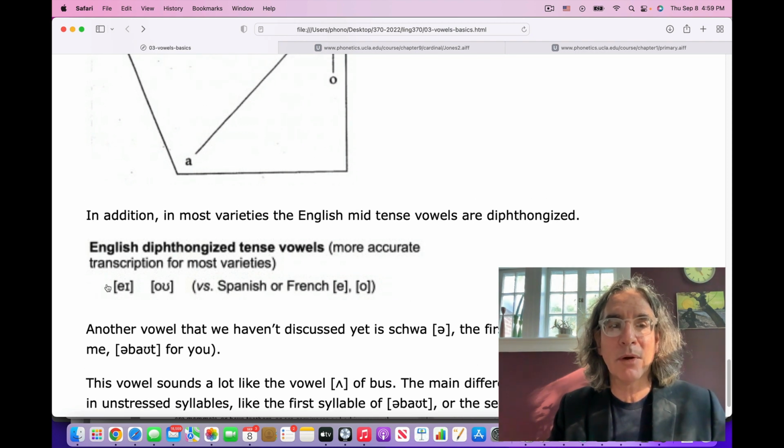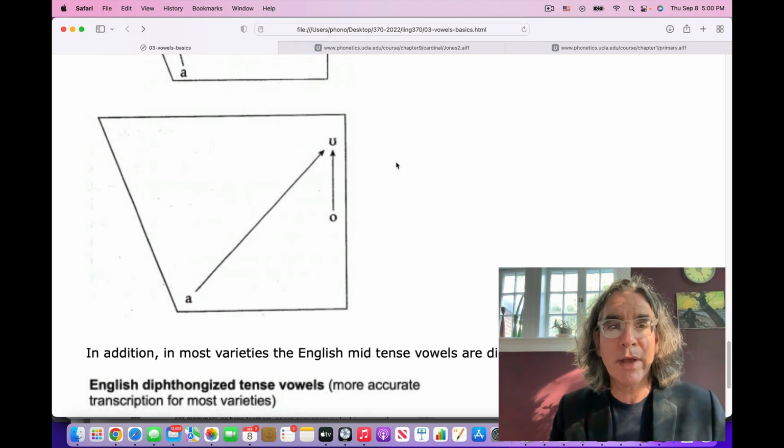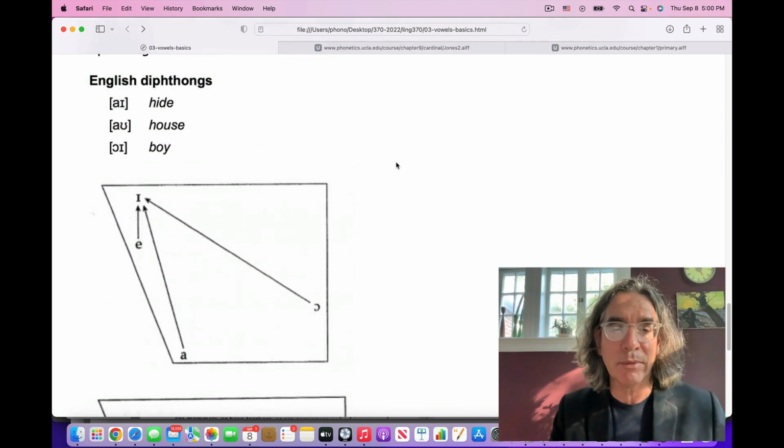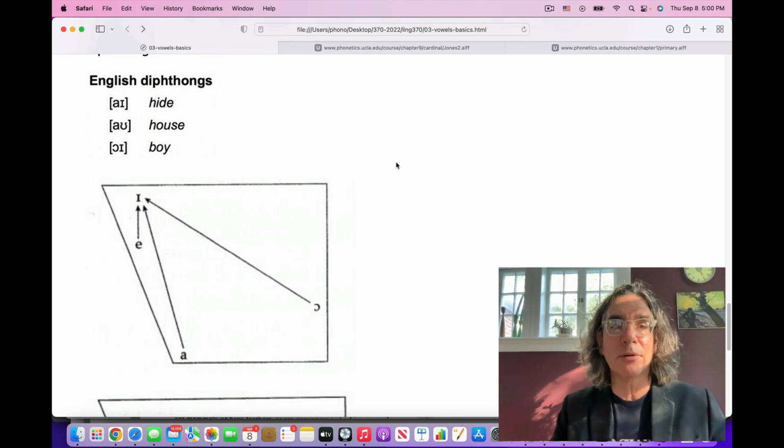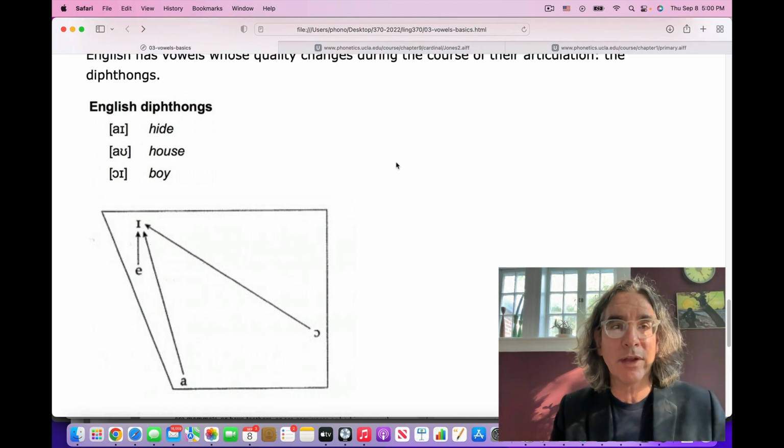So the more accurate transcription than what I've been giving so far is that A would be transcribed with an I at the end of it. So this is a change in articulation, and O would be transcribed with a change as well. Now these are relatively slight changes in the tongue position over the course of the vowels, but we have other things that usually get called diphthongs, which have a more dramatic change.